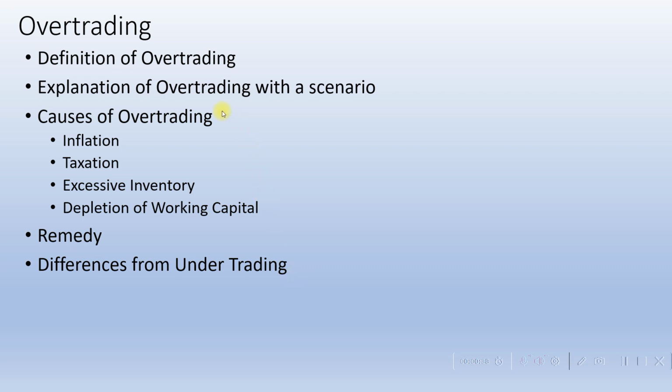So first, we will take a look at what is overtrading, the definitions of overtrading. Overtrading is a condition and happens when a business can't keep up with the demand for its products or services. According to Leslie A. Howard, overtrading is when a business expands its production without adequate financial support. Now, we'll explain overtrading with the help of a scenario.